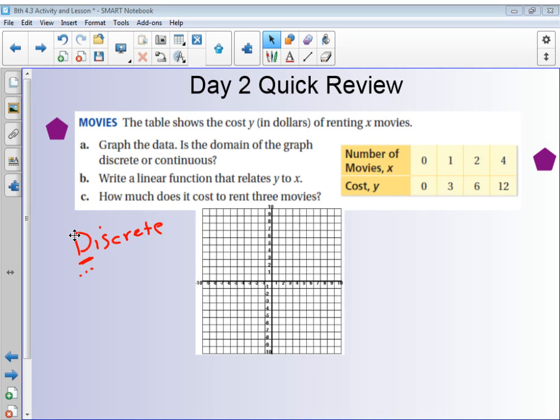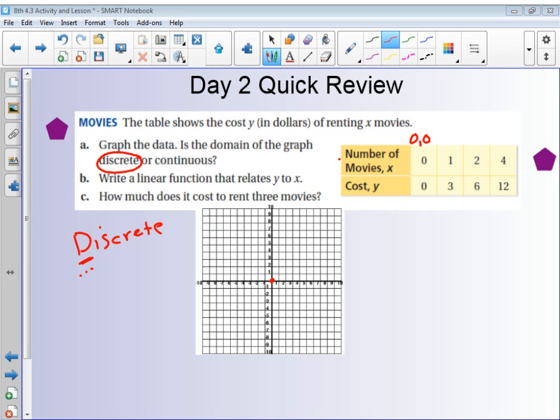So it says graph the data. Is the domain of the graph discrete or continuous? We just discussed that it would be a discrete graph because we cannot buy a part of a movie. Write a linear function that relates your Y to your X, and then how much does it cost to rent 3 movies? They didn't have 3 movies in there. So we're going to go ahead and graph our information. You will use your whiteboard graphs. I just went ahead and copied a graph. Hopefully it's big enough. So when we go to graph these, I'm going to go over to 0, up to 0.